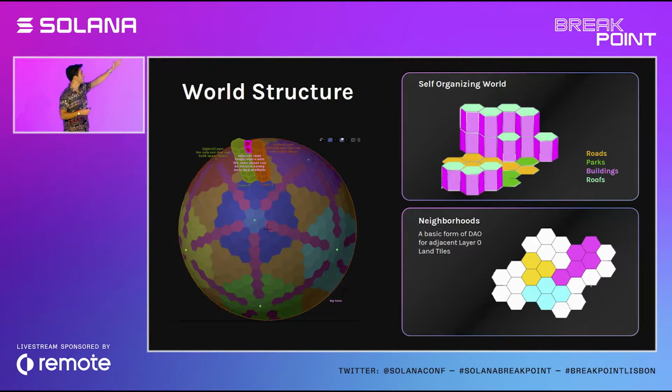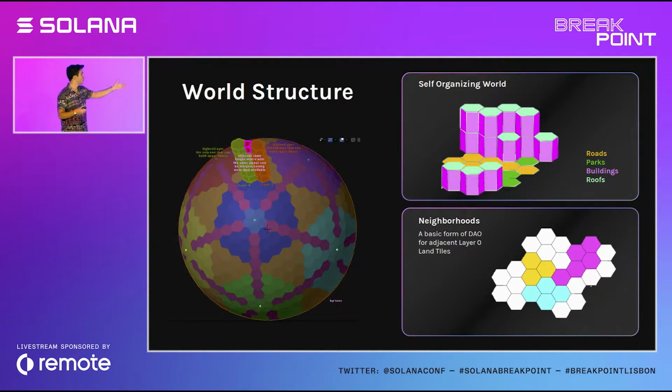So the self-organized world: there will be different heights for different volumes, and you can have buildings made by users that can be public or private, and there will be roads connecting those buildings, connecting pentagons and other things inside the world that you want to create. And then there will be, of course, roofs and parks that will be useful in the survival mode.